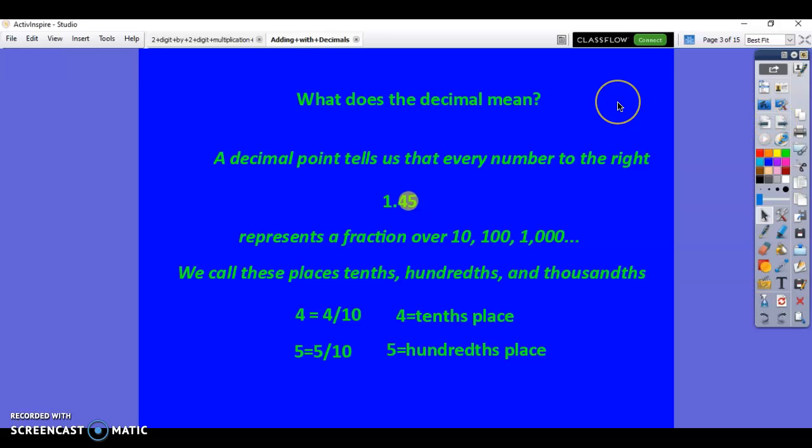Okay, what does a decimal mean? A decimal tells us that every number to the right represents a fraction over tenths, hundredths, or thousandths, such as 4 tenths and 5 tenths. So anything that is on the right side of the decimal is part of a whole. And we have learned through the tenths, the hundredths, and thousandths.